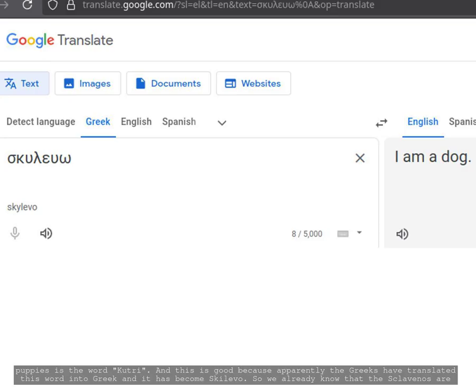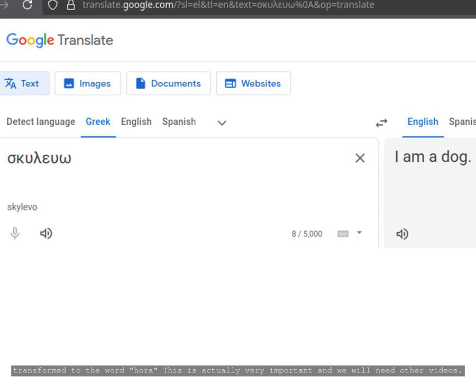So we already know that the Sclavinos are skilevo, which means puppy or puppies. This means that they are Bulgarians of the tribe Kuti or Kutriguri. The word guri is well known; it means people. In Bulgarian it is transformed to the word hora. This is actually very important, and we will need other videos.